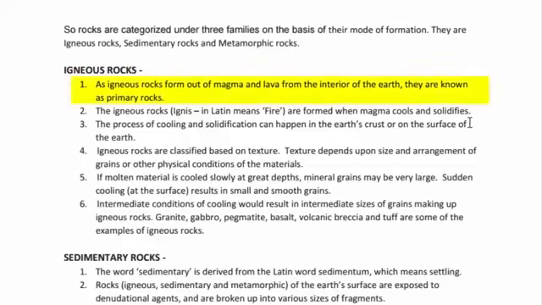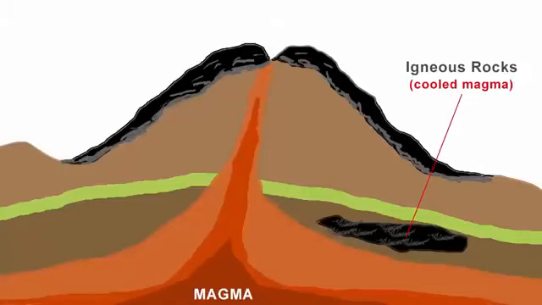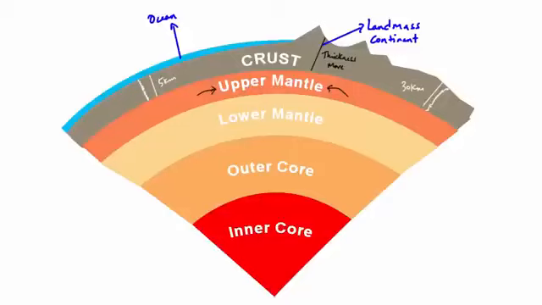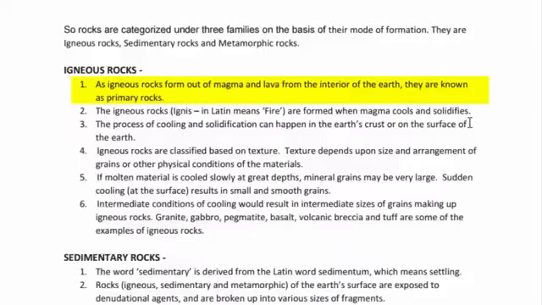So, the first one is igneous rock. Now, igneous rocks are formed out of magma and lava from the interior of the Earth. Magma is also called molten rock, and it is found in the mantle of the Earth. If you remember the picture showing the different layers of Earth, the mantle is filled with magma, and when magma comes out of the surface, it cools down and becomes solid. That's how the igneous rocks are born.